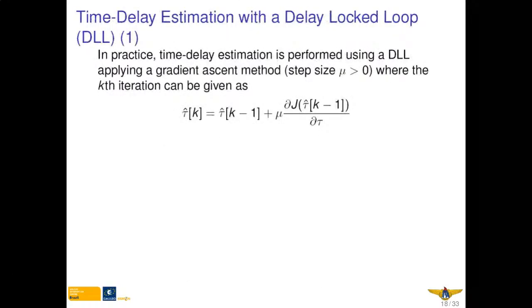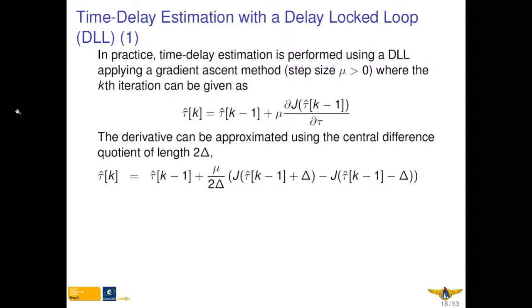In practice, time delay estimation is performed using a delay lock loop, a DLL, applying what's called a gradient ascent method with a step size mu larger than 0, where the kth iteration can be given as follows, for the kth period. The estimate of the time delay tau hat of k is given by the estimate of the previous time instant, tau hat k minus 1, plus the derivative of this cost function that we just derived, which is the cross correlation between the received signal and our replica, multiplied by the step size.